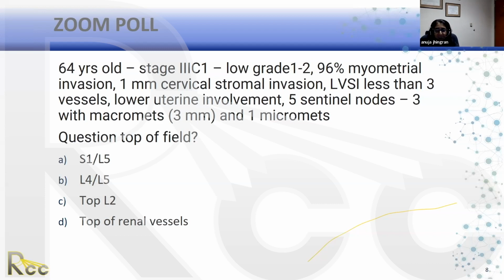And honest to God, this is a question. What are you going to treat? What is the top of your field? S1, L5, L4, L5, top of L2, or top of the renal vessels? Oh, and people are already answering. Look at this. Yes. And I'm being honest, this is a true patient, and I really want to see what your answer is because I may use it to see how I'm going to treat my patient.